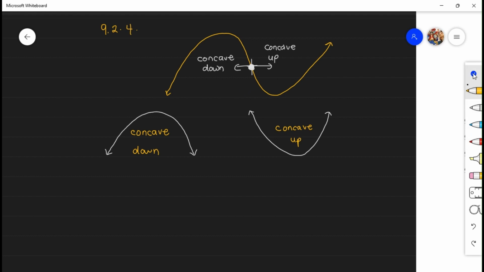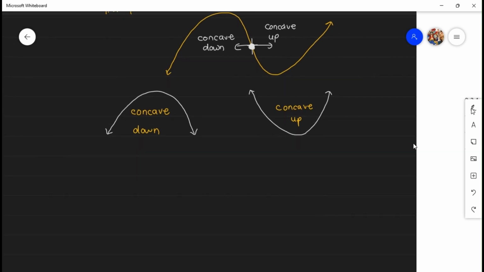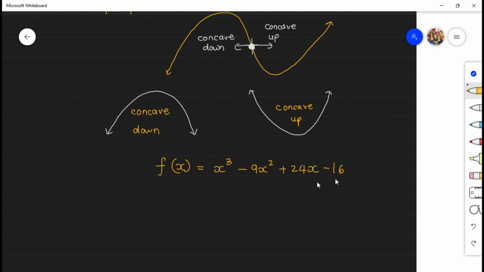Now, how do we find a point of inflection? We derive twice, equate to 0, and solve for x. It's a similar process to finding our stationary point. So let's try that out. So our function is f of x equals x cubed minus 9x squared plus 24x minus 16.